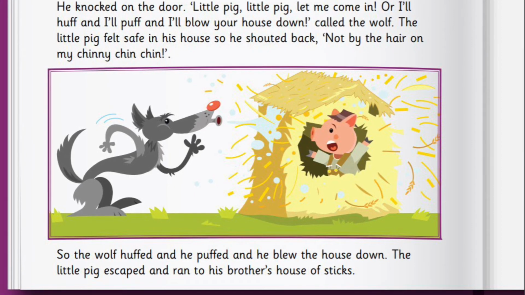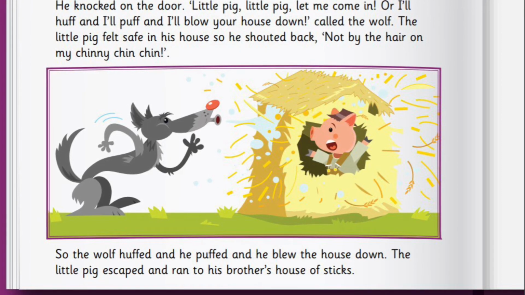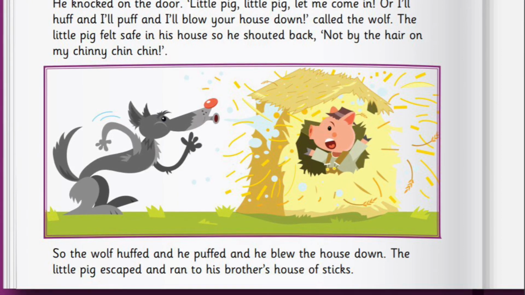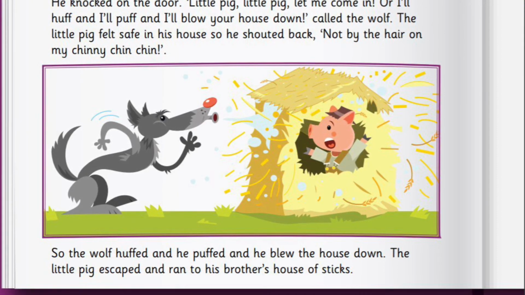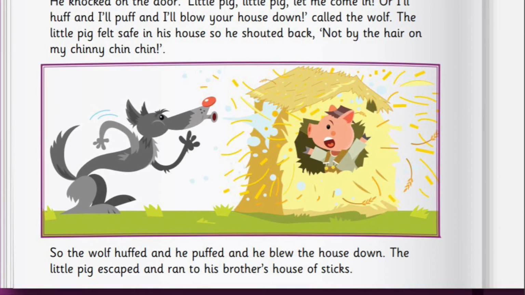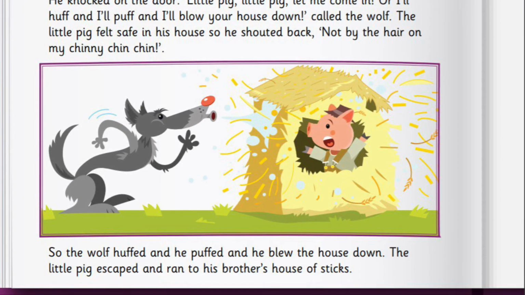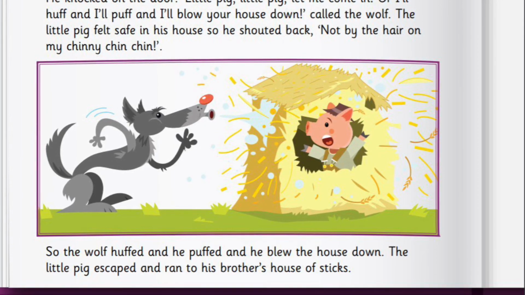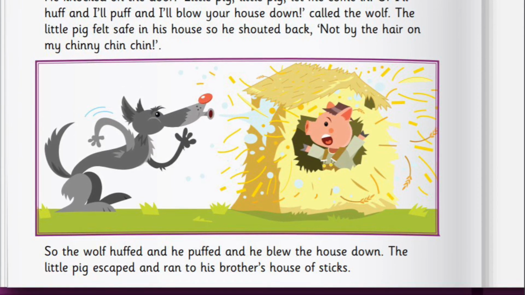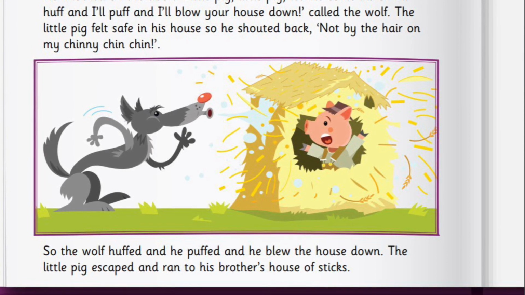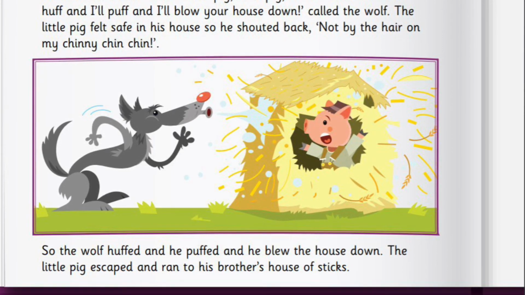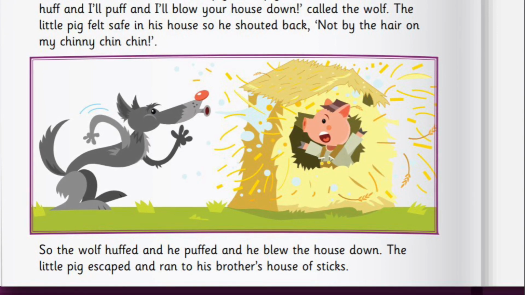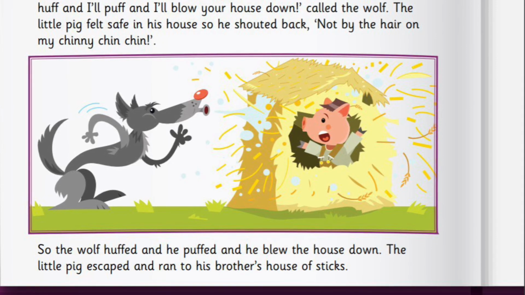Now we know from reading this story before that some of the lines are repeated, such as little pig, let me come in, and I'll huff, and I'll puff, and I'll blow your house down. We also know that not by the hair of my chinny chin chin from the little pigs is also a repeated line throughout the story. This is an example of repeated lines in a story. Think about how they show meaning in the story.